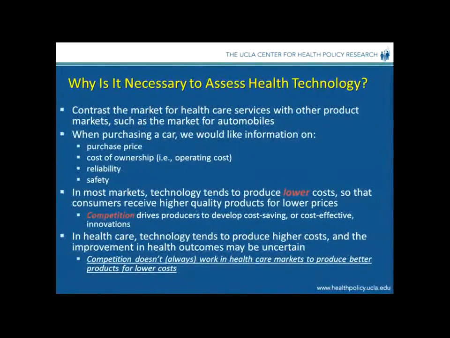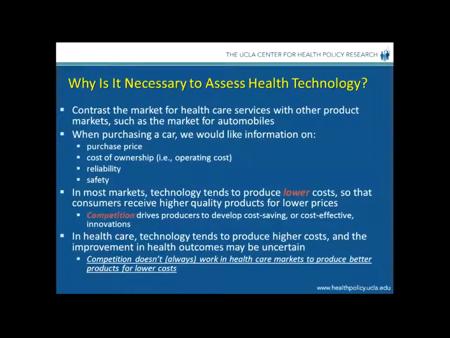I've already suggested that in most markets, technology tends to produce lower cost so that consumers receive higher quality products for lower prices. That's certainly true of automobiles. Now we know that, over the course of the last 40 years, because of technology improvements, the price of cars has gone up. But in real terms, taking into account the improvements and the safety improvements, the costs of automobiles today are not really that much higher than they were 30 or 40 years ago.